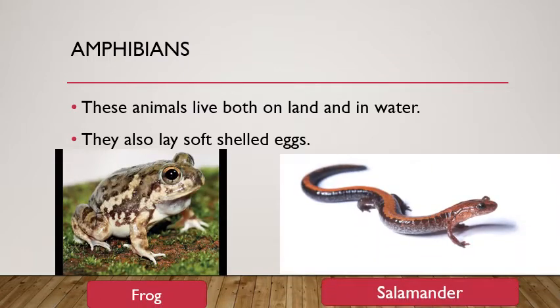One good example or two good examples are the frog and the salamander. Salamander looks like a snake. They are not snakes. Okay, they're very small in size compared to the snake. Frog can live in the water and they can also live on land. Further on, you will understand how they've adapted to live in water as well as on land.